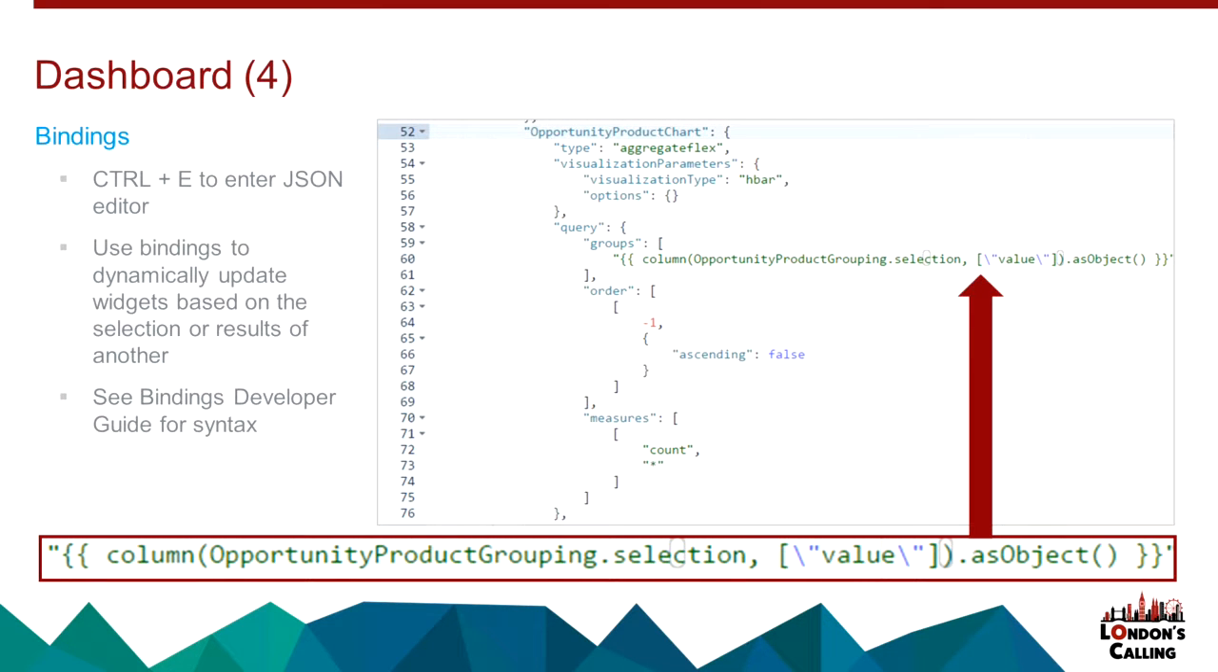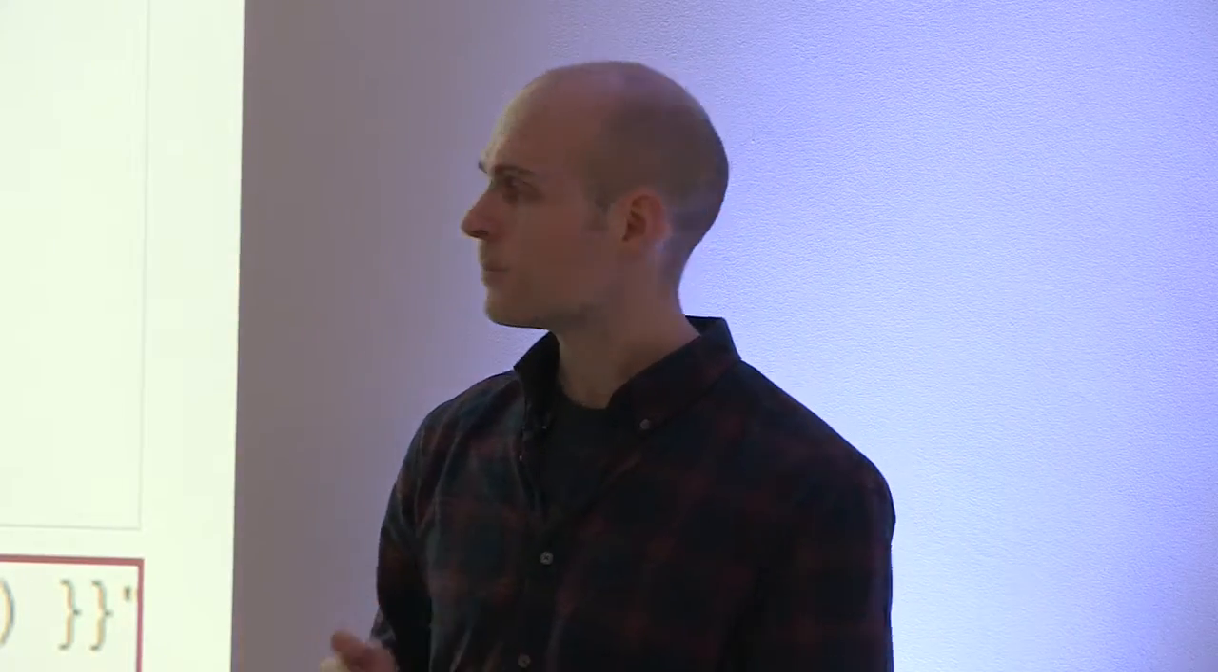Finally, bindings at a kind of lower level. If I really want to get into the insides of the dashboard, I can press Control-E and see the JSON representation of my dashboard. And within there, I can call functions. If you recall, on the opportunity product charts, I had the option to toggle between product name and product family, and that would change the grouping of that chart.